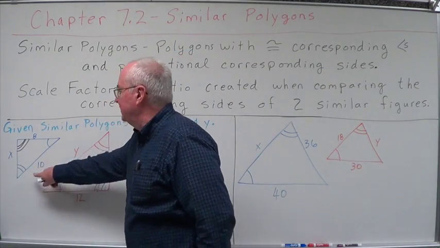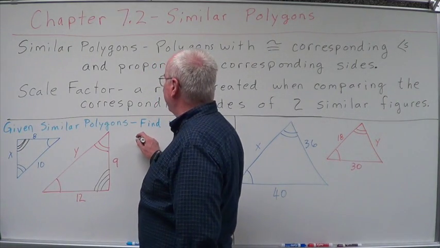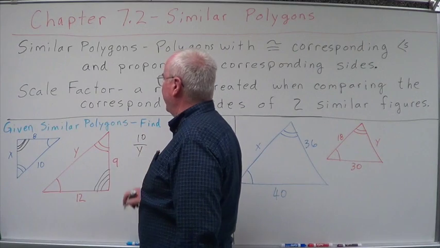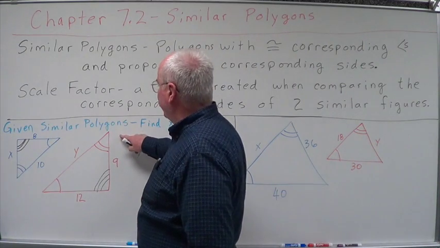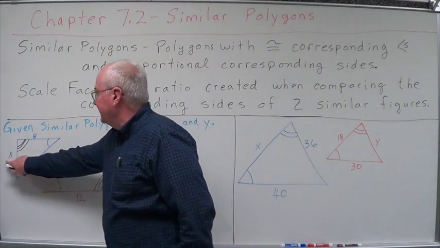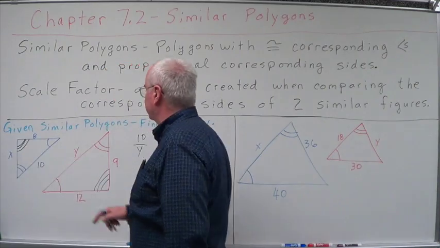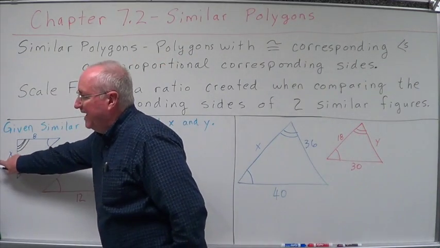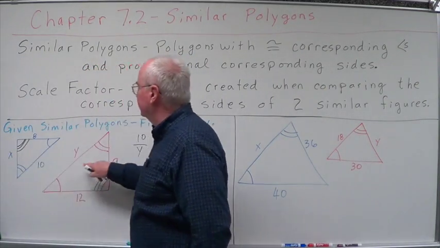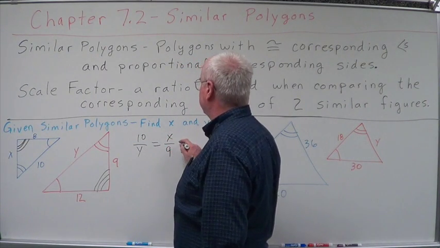Why? Because it's between the 2 and the 1. Between the 2 and the 1 is the y. So we know that 10 goes to y. We know that 9 goes with x, or x goes with 9. Why? Because it's between the 2 and the 3. So, same side, we're going with the blue to the red, equals x over 9.